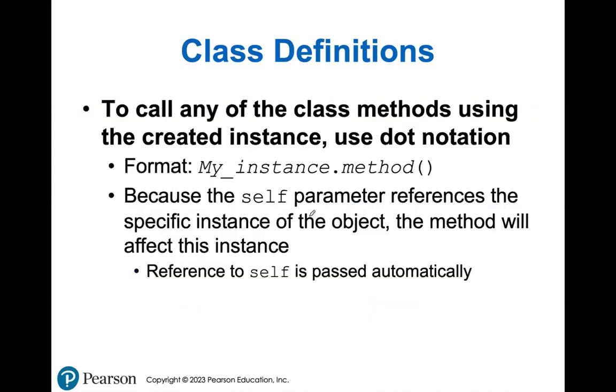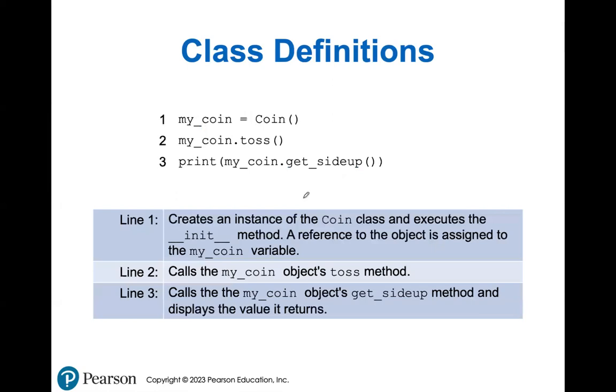Now, let's see, class definitions. Again, to use any methods, it's the same as in Java. To use any methods on your object, you have to put dot and then the name of that method. So it uses the dot notation. Again, just to recap, nothing too new for us.